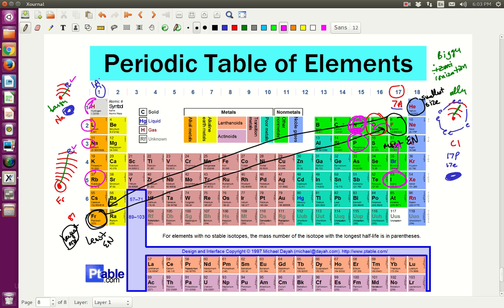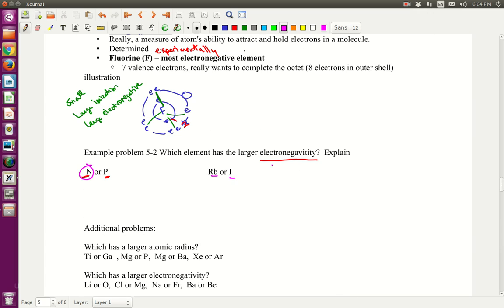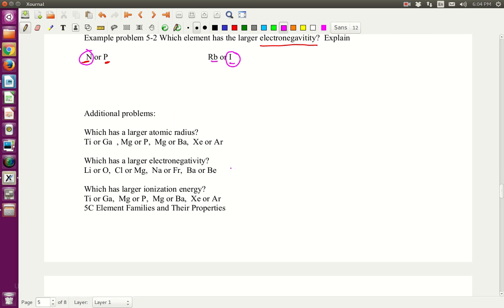Rubidium only has 1 valence electron because it's in column 1A. Very much wants to get rid of it, does not want to take them. It is not very electronegative. So iodine. Okay? Those are the reasons why. Now we have some additional problems here, so I want you to pause the video, look at your periodic chart, and then see if you can figure these out.